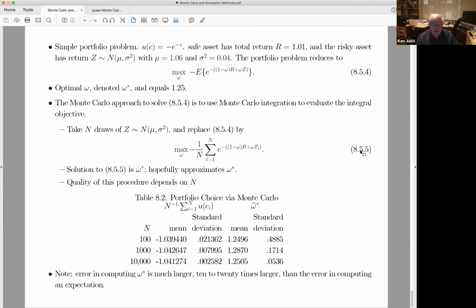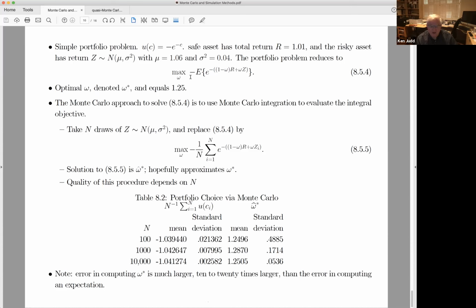So here's a little portfolio example. Suppose you want to maximize your wealth tomorrow, given a safe asset has return R of 1.01. The risky asset here has a normal distribution, but now I have the exponential utility function, so Z can be very negative and still this is fine.